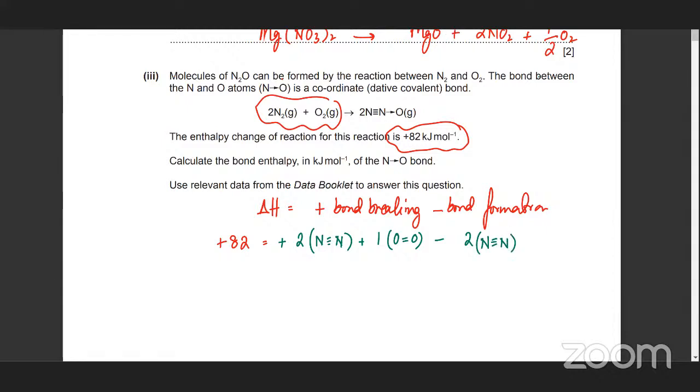And you're going to form 2 N and O oxygen bonds. These coordinate bonds, they are the ones that need to be formed as well. Now, if you look at the equation, 2 things are going to get cancelled out immediately, and those 2 things are the N triple bond N would get cancelled out.